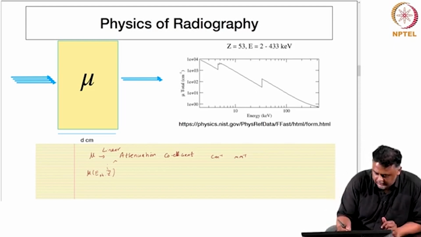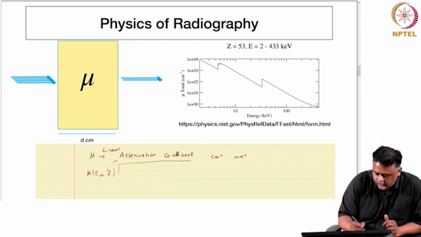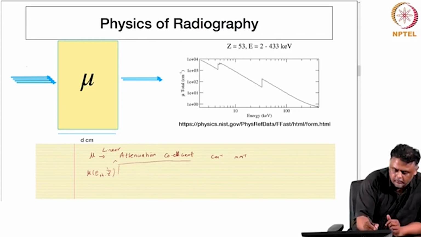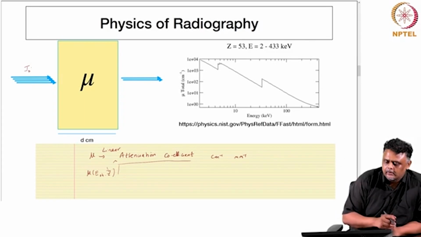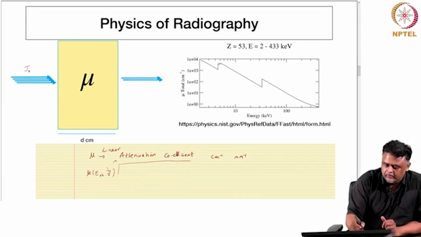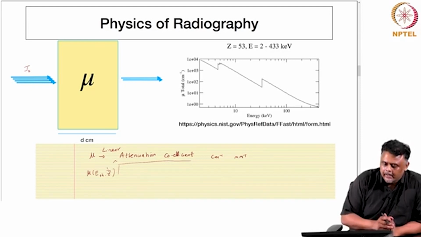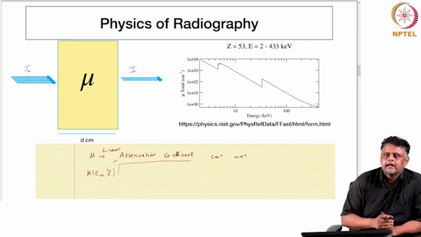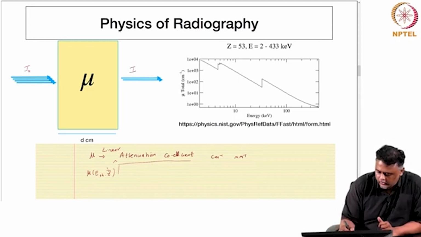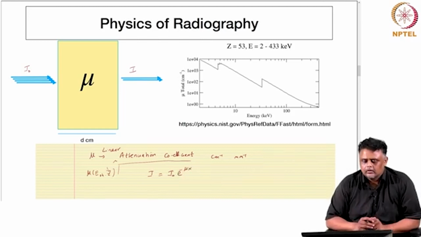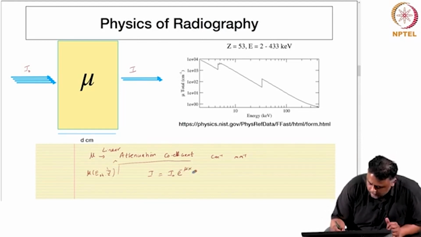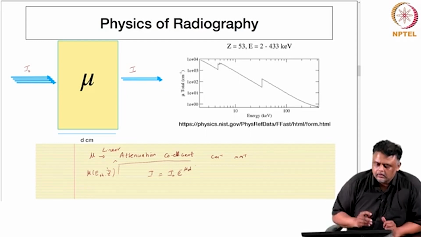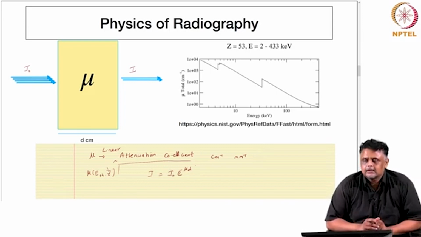The simple relation typically used to model this interaction is this: if you have an incident beam of X-ray photons with intensity I0, through a slab of material characterized by mu and d centimeters thick, and you measure the exit intensity of the X-ray photons, then you can write down the following relationship. In this case I have used x, sorry, it should be d.